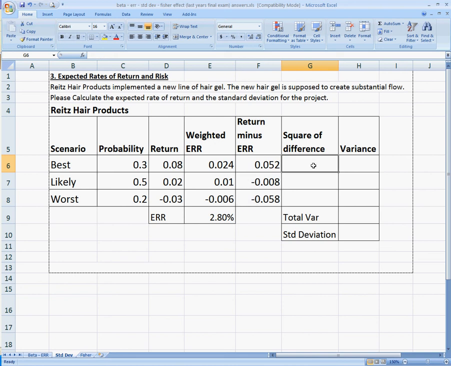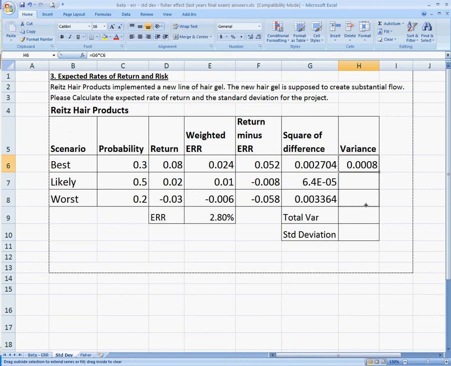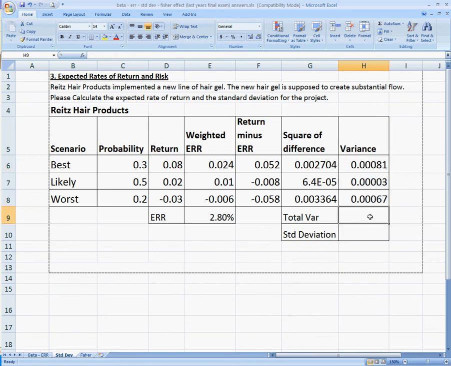How about that? Now, you square the difference, or square of difference. That's just simply multiplying, or squaring this, right? So in Excel, I'm just going to multiply it by itself. Drag that down. And now the variance is the square of difference times the probability of it occurring. Okay. And I'm going to drag this down. And we'll go out one more decimal place. Why not? For fun. And our total variance is the sum of those.